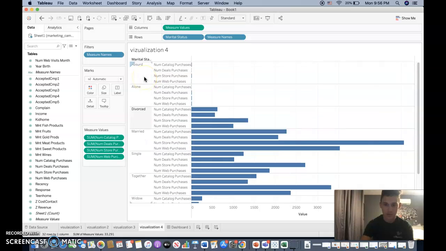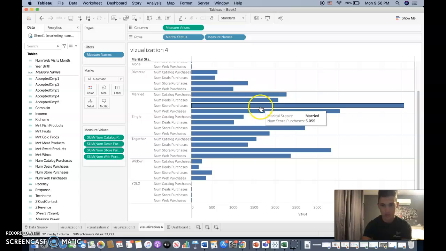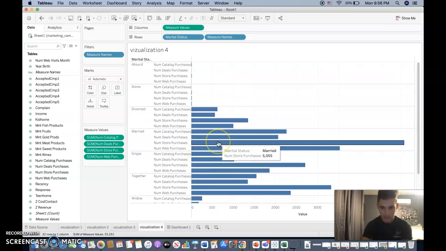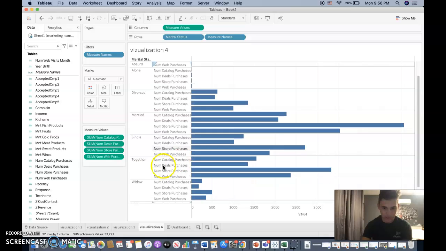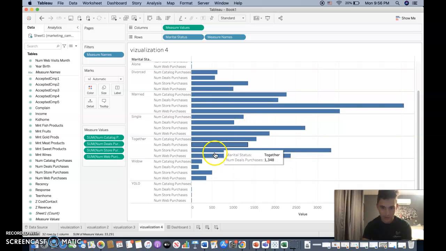The last visualization I wanted to make was a measurement of marital status on how and where they were making their purchases. That way we could see where we should focus our campaigns, or what our campaign should be on, and where our product should be. And as you can see, for almost everyone, married, divorced, single, together, all of them, their biggest number is in-store purchases. So we should definitely be focusing on that as our number one campaign. And then next would be web purchases.